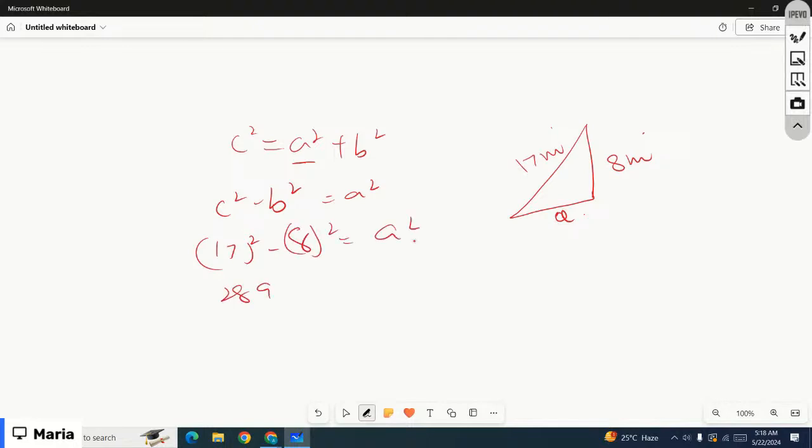that is 289 minus 64. I think 225 it is. So then A equals 15. The correct option is A equals 15.